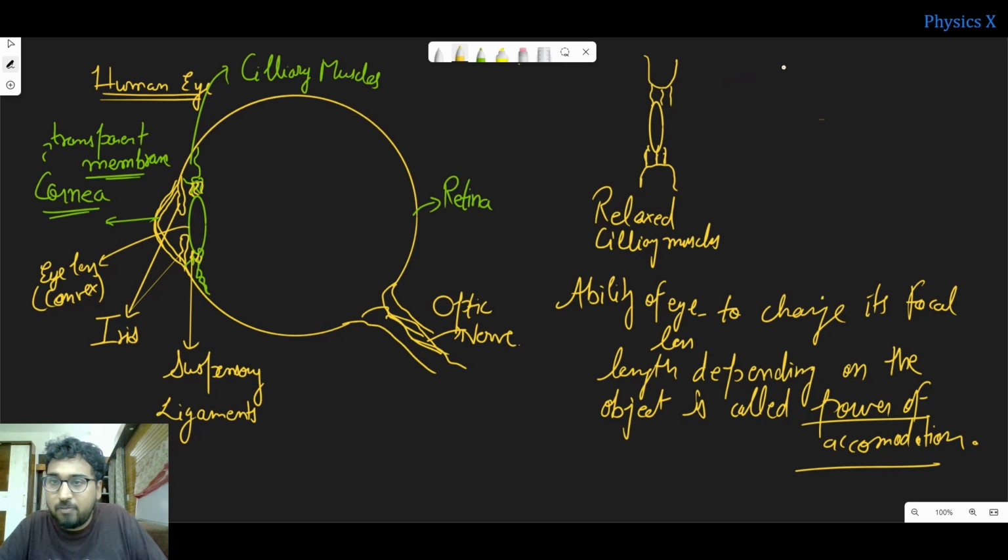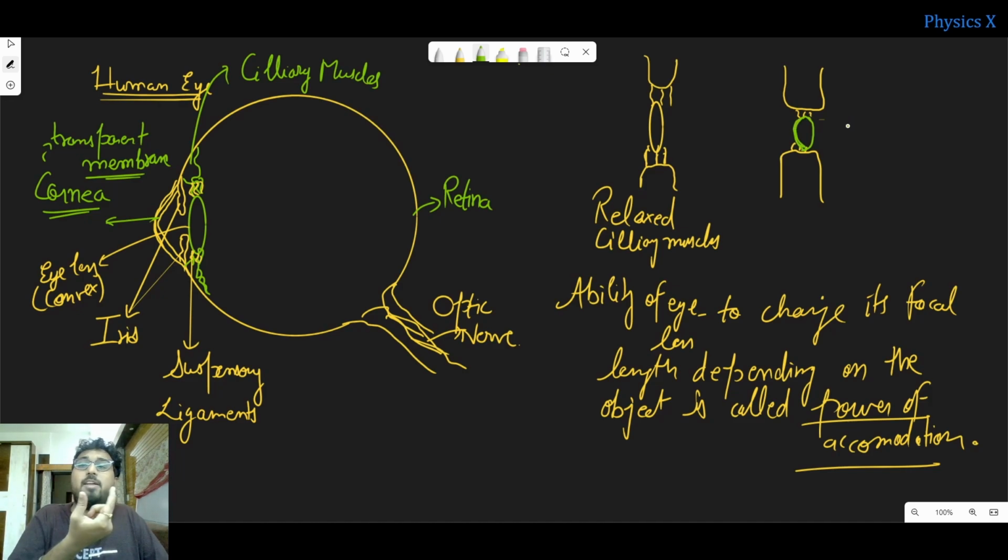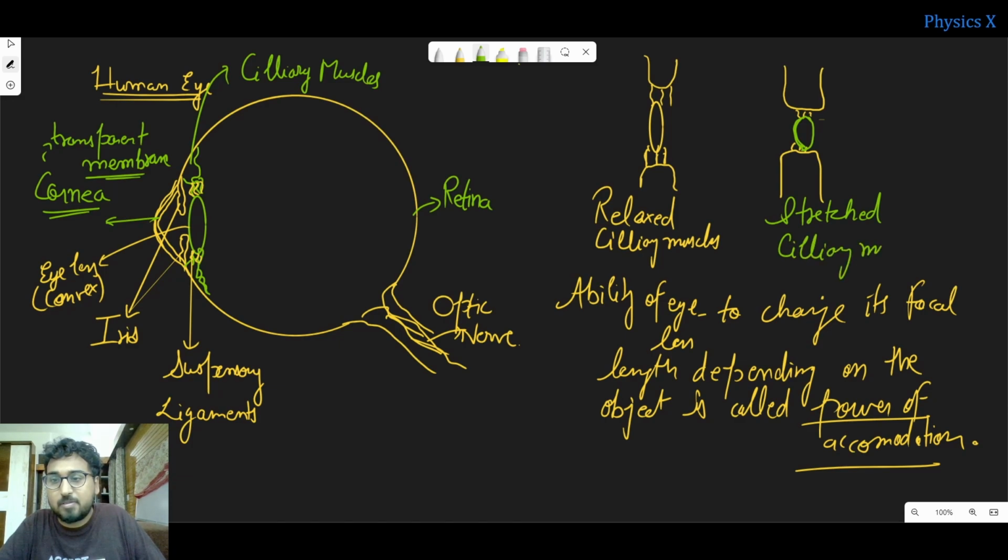Now what happens if these get stretched, right? So this is how small the suspensory ligaments become, and this becomes your lens. So you can see the lens has become thick. So this is the stretched ciliary muscles. So what has happened?